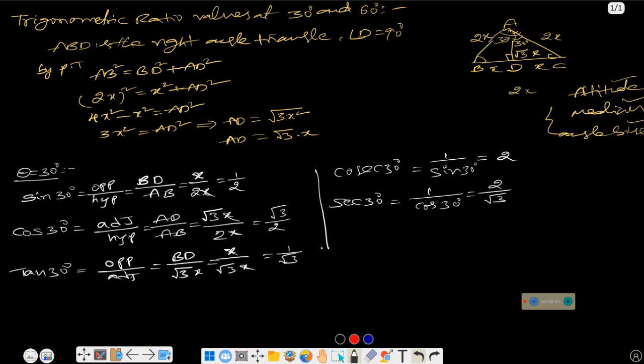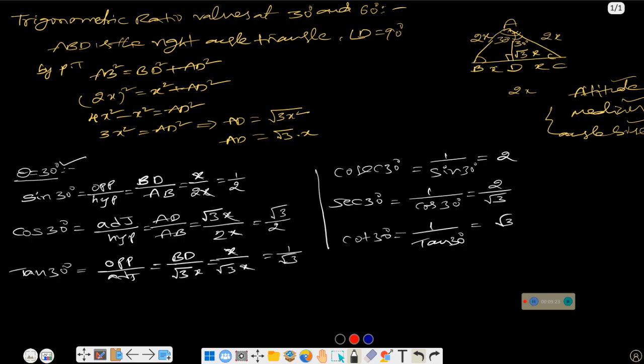Next, cot 30 we want. Cot formula is 1 by tan 30. Cot 30, how can I do it? 1 by tan 30, and tan 30 is 1 by root 3. So do the reciprocal of tan 30, what do you get? Root 3 by 1, which means root 3. So these are the values at theta equal to 30 degrees. Is it clear? So sin 30 degrees 1 by 2, cos 30 root 3 by 2, tan 30 1 by root 3, cosecant 30 is 2, secant 30 is 2 by root 3, and cot 30 value is root 3.